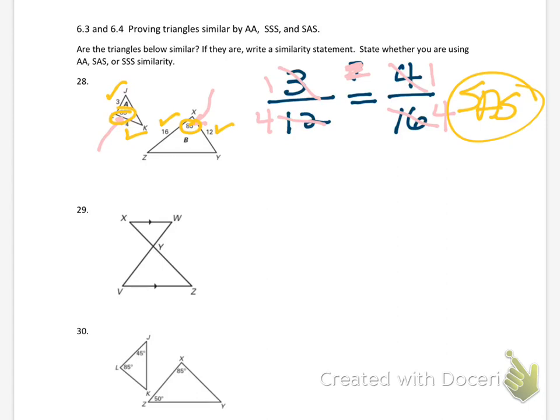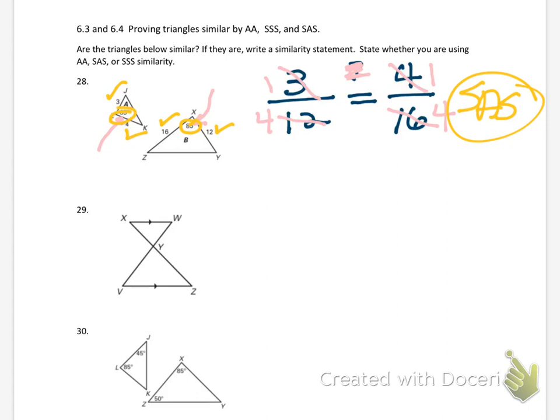Okay, let's look at the next one. You've got to write in some information. So, what do I know? First off, I see that I have vertical angles. I also see that I have no measurements of any side whatsoever. So my only potential of proving similarity is by angle, angle. But I have no angle marked yet.